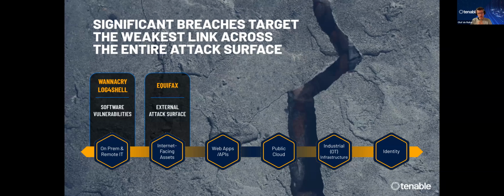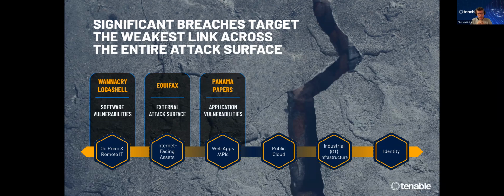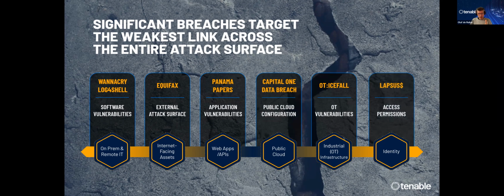If you look at the external attack surface, so internet-facing assets, Equifax is an example. It was a vulnerability of Apache Struts which caused that attack. The Panama Papers leak was because of a web application vulnerability in WordPress and Drupal, which caused the leak of that information onto the internet. There are more examples here. I will not go into those because today we're focusing primarily on the software vulnerabilities, the external attack surface, and the web applications.